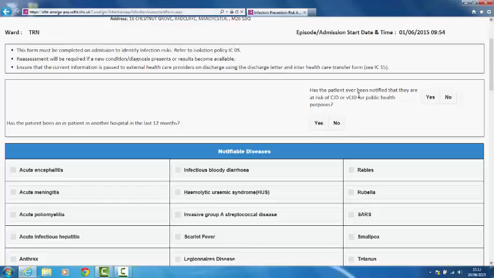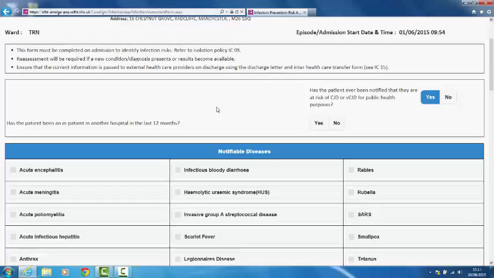The first question asks you to ask the patient if they have ever been notified that they are at risk of CJD or variant CJD for public health purposes. If they answer yes, tick the yes box. You will then need to refer to the CJD policy number 19 for further information, as this has an impact on instruments that may be required to be used during a patient's surgical or endoscopic procedures.